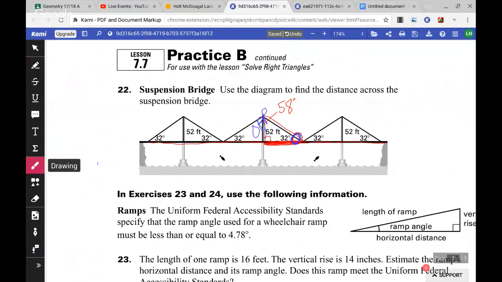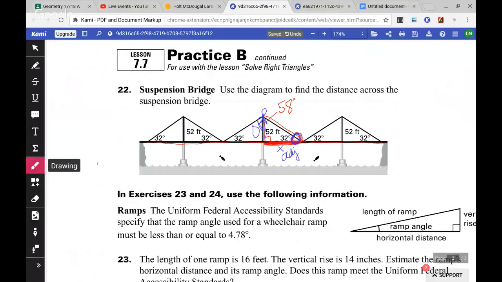Okay? Yes, ma'am. The darkened red on the bottom, what we're trying to find, this X down here, what part is that according to the 32? Adjacent. All right. If we have opposite and adjacent, what trig function is that? That'll be tangent.